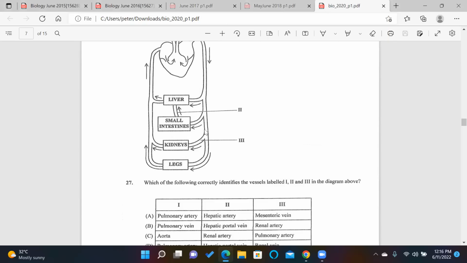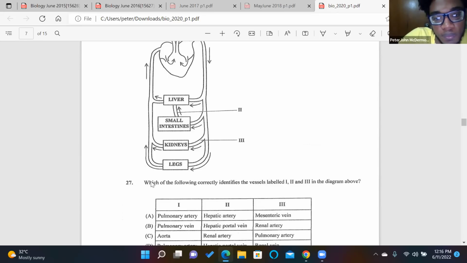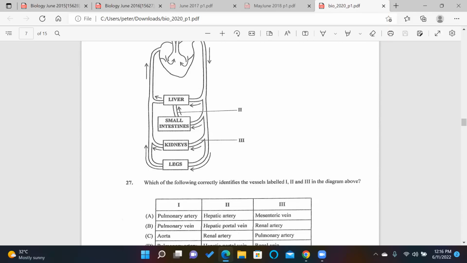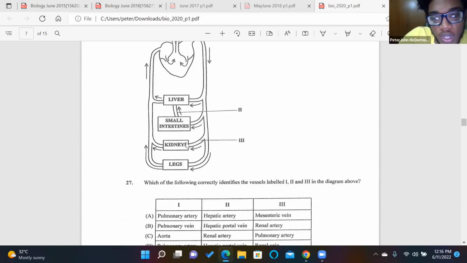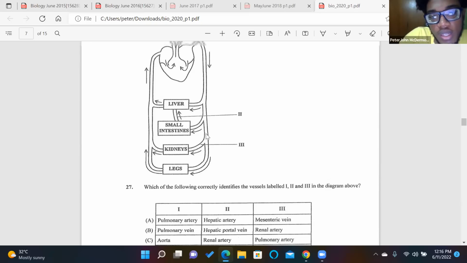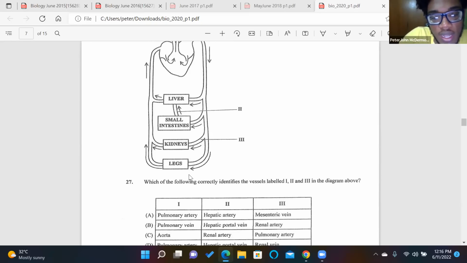It's just saying mesenteric. Right here, what's the word that we use to describe the kidneys? You guys ever heard the word renal? Oh, yeah. So what artery is this? Renal artery. This is the renal vein. There's no specific thing I can give you for the legs. There's a lot of arteries and a lot of veins going to and from the legs. So let's answer this now.